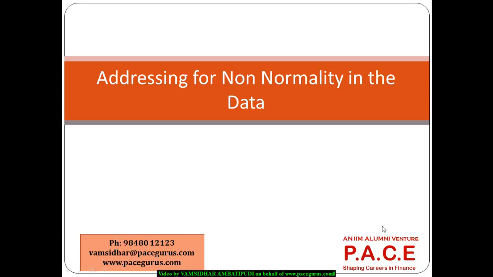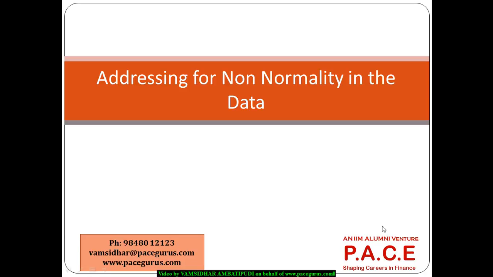Earlier we have seen that if our data is not normal, it would really bias some of our statistical results or statistical tests which we are performing on the data. So there are a couple of mechanisms to address that kind of non-normality and probably get the data back to normal. So what are those things?